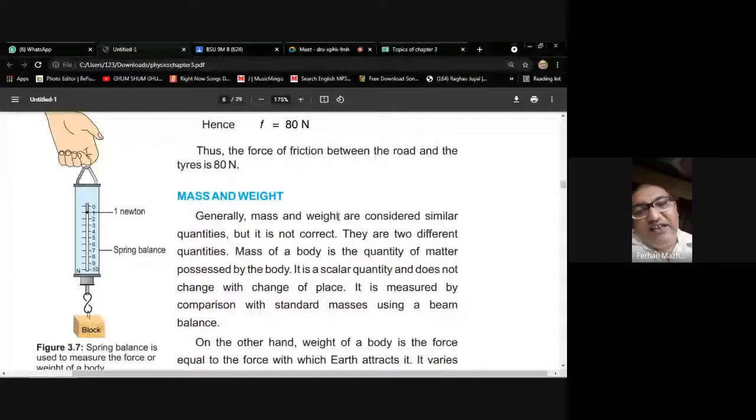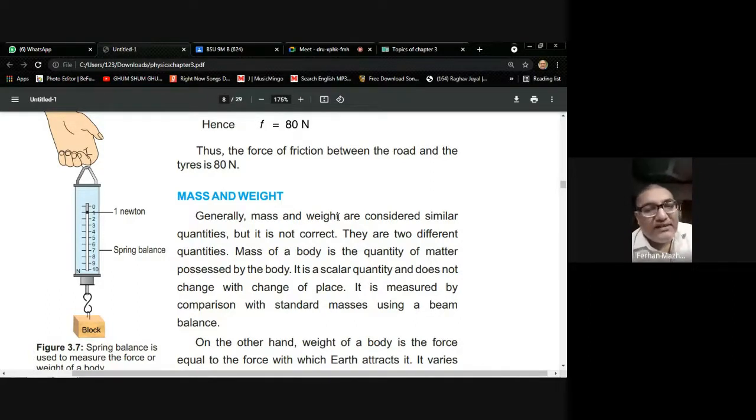Because the weight is the force. I'm saying, what is the weight? Weight is the force with which the earth attracts a body towards its center. So weight is force, and its unit will be Newton. Whereas the mass is the amount of matter possessed by a body, and its SI unit is kg. The mass is a scalar quantity.